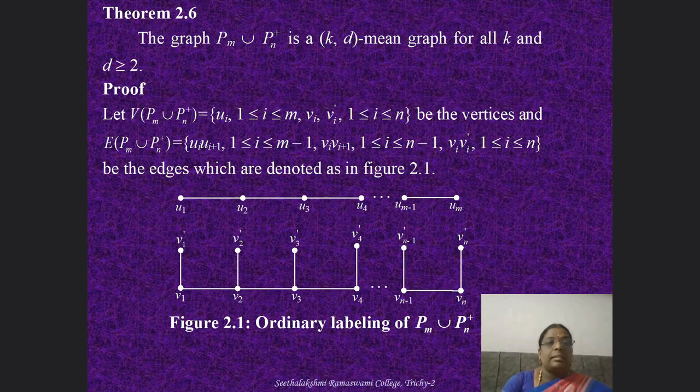First result: the graph P m union P n plus is a K-D mean graph for all k and d greater than or equal to 2. The vertex set for P m union P n plus consists of the elements u i from 1 to m, v i and v i dash from 1 to n, and the edge set consists of the elements u i u i plus 1 from 1 to m minus 1, v i v i plus 1 from 1 to n minus 1, and v i v i dash from 1 to n. This is the ordinary labeling for the graph P m union P n plus.